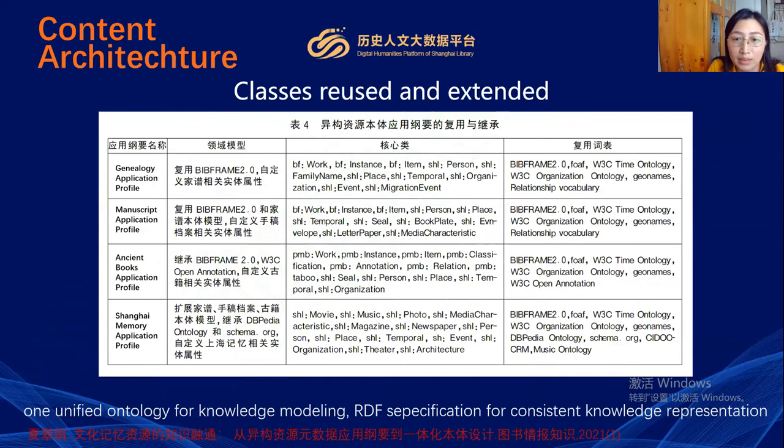On the basis of metadata application profile, the concept of ontology application profile is proposed for special collections. We have developed the ontology application profiles of genealogy, manuscripts and archives, ancient books, and Shanghai memory, including multimedia resources, separately. And there are some core classes reused from famous vocabularies, such as BIBFRAME, schema.org, and FOAF, and so on, by every single ontology application profile designed for specific requirements. In this way, all the entities and the digital resources with HTTP URIs are linked together semantically.